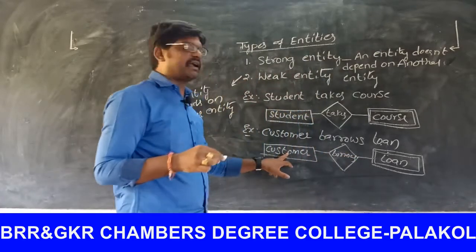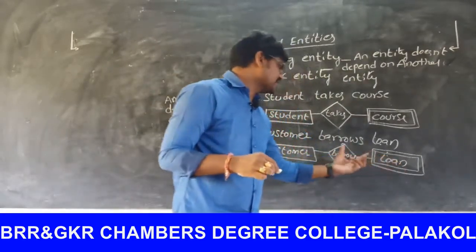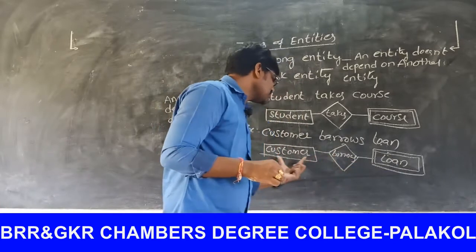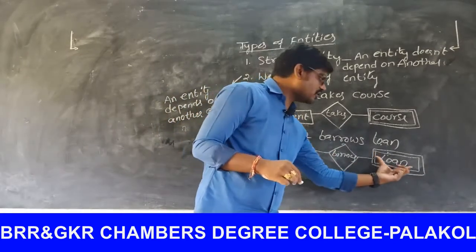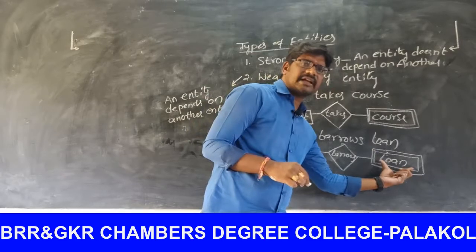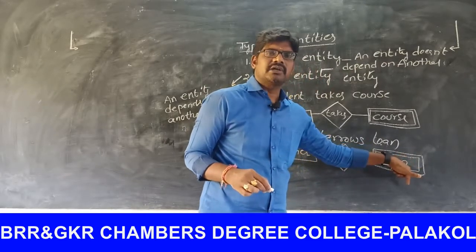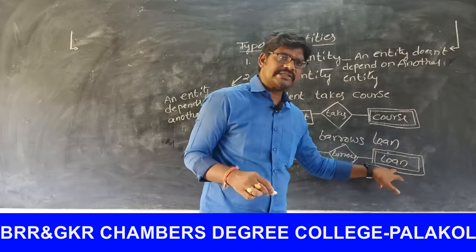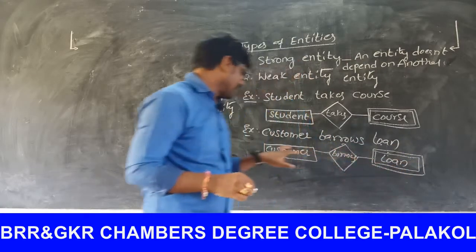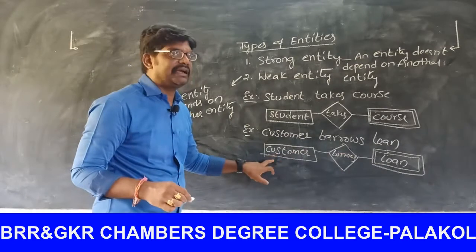So customer is a strong entity and loan is the weak entity. The customer borrows a loan. If the loan is running, compulsorily any one of the customers is involved in that loan. That's why loan is the weak entity and customer is the strong entity.